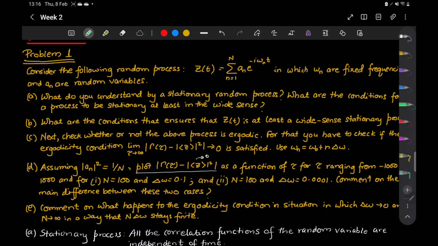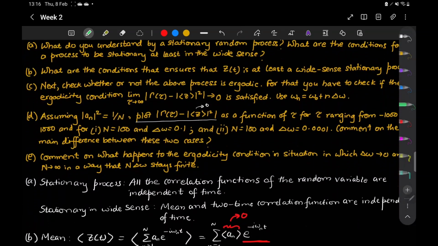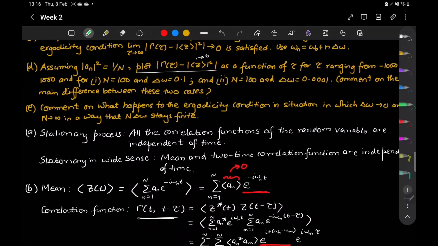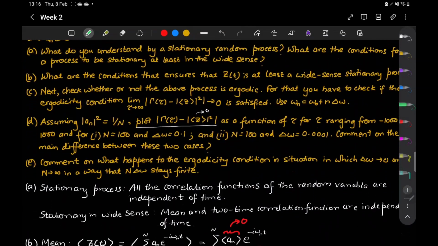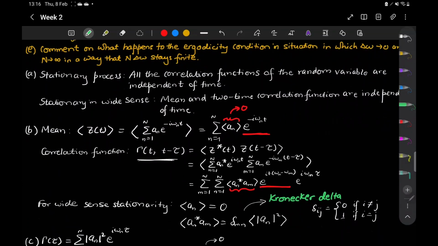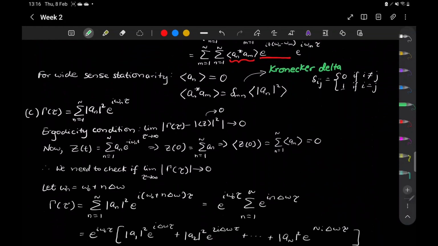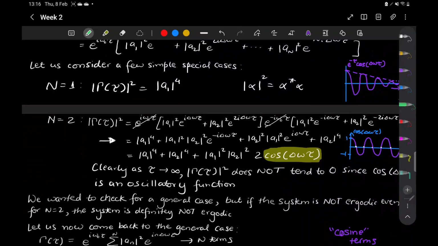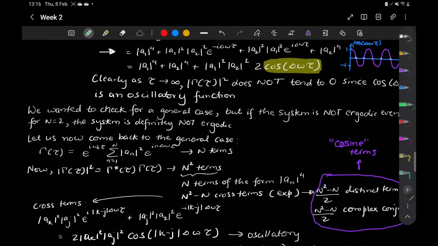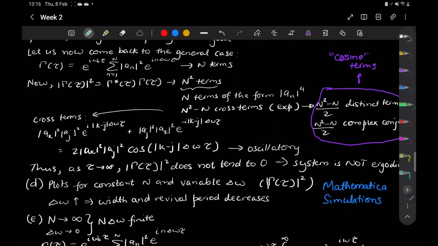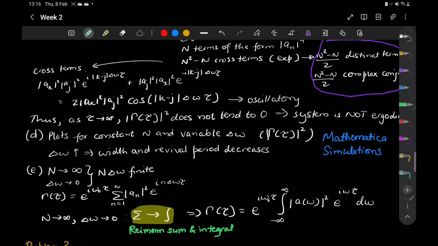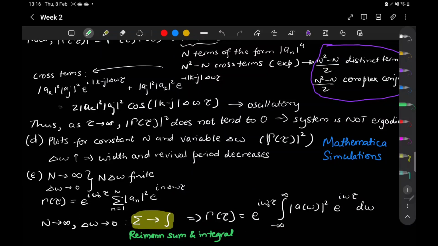And now we can move over to the next question, which is problem 2. Before that, please take a few minutes to check whether you have fully understood this question or not. If you have some questions, please post in the chat box.